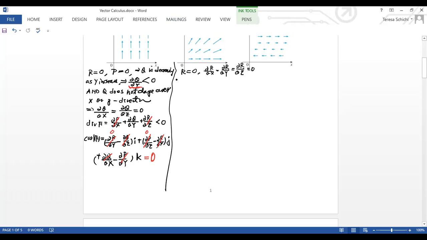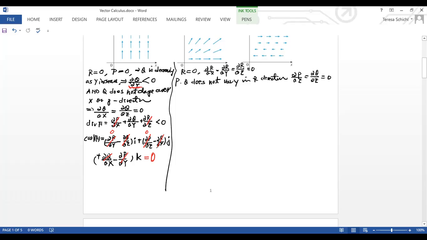Because both P and Q do not vary in the R direction, since we don't have an R direction here, I know ∂P/∂z is going to equal ∂Q/∂z. Both are equal to 0 because they only vary in the x and y.